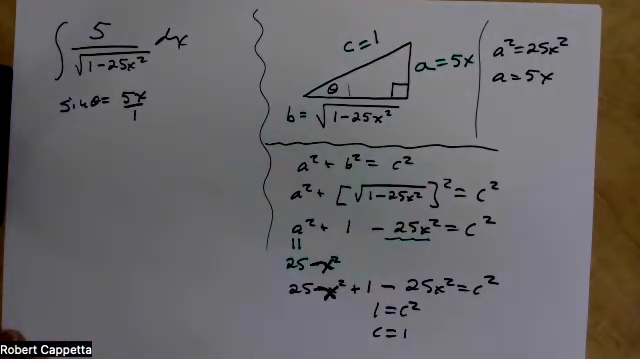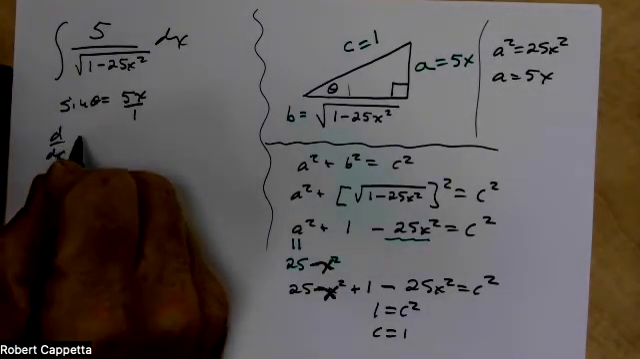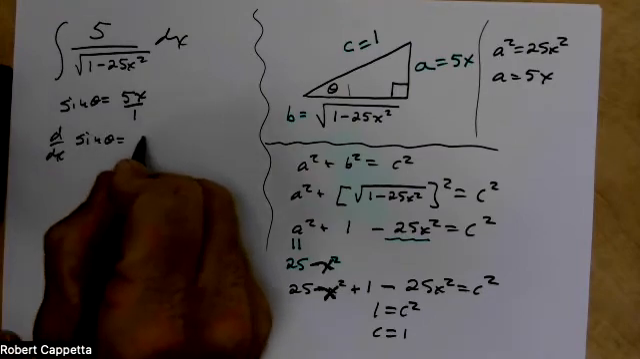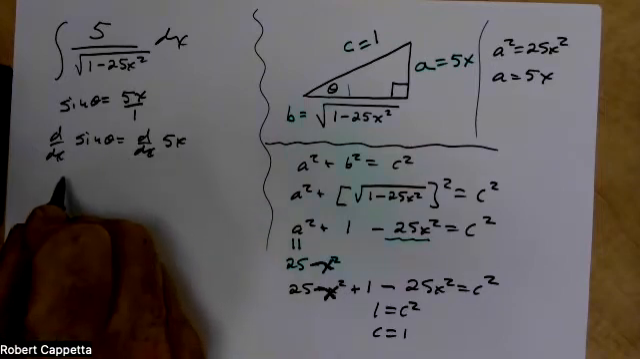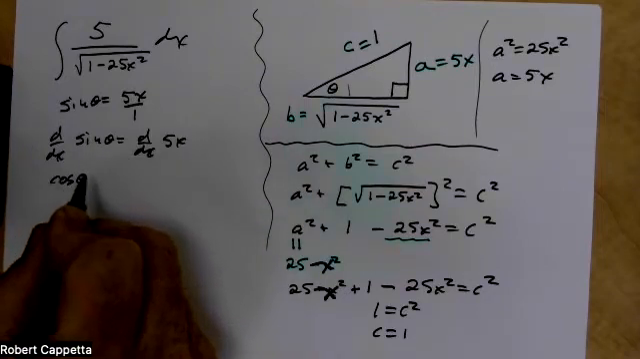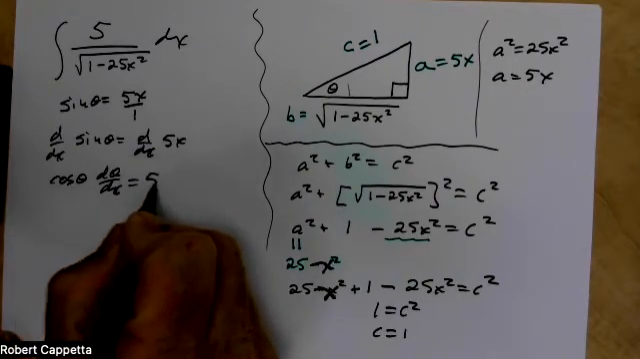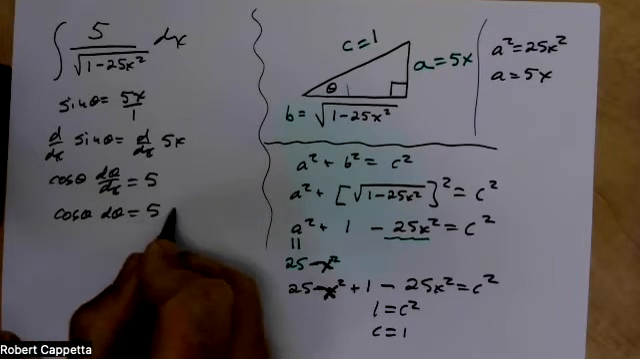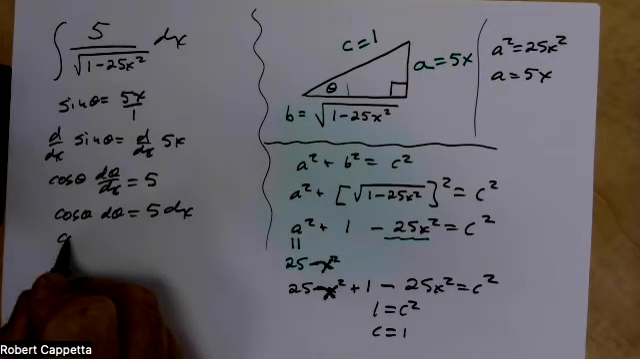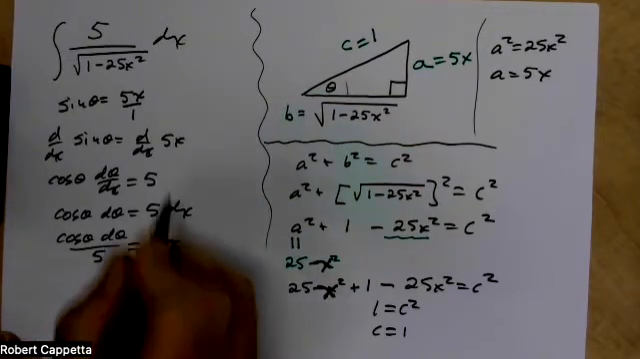So if that's the case, I could take the derivative with respect to x of both sides. The derivative with respect to x of sine theta is the derivative with respect to x of 5x. So cos theta d theta dx equals 5. So cos theta d theta equals 5 dx. So cos theta d theta divided by 5 equals dx. We have that fact.